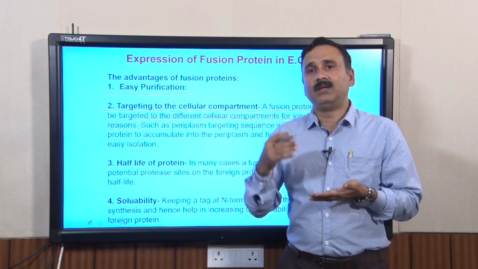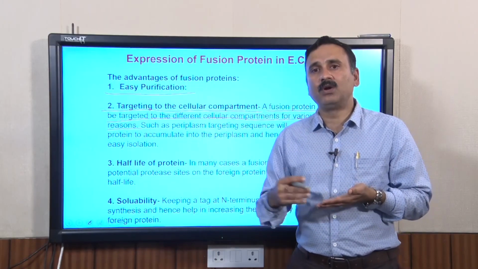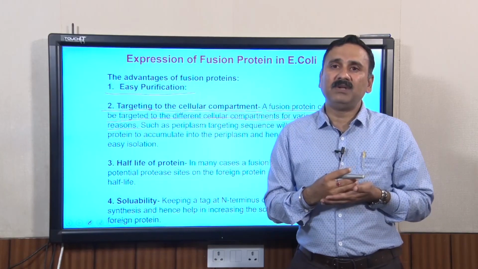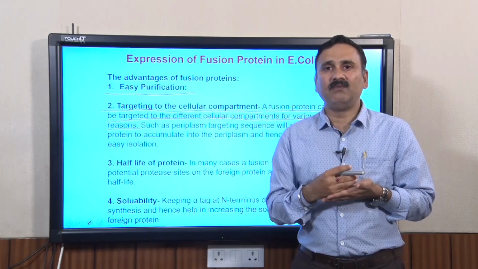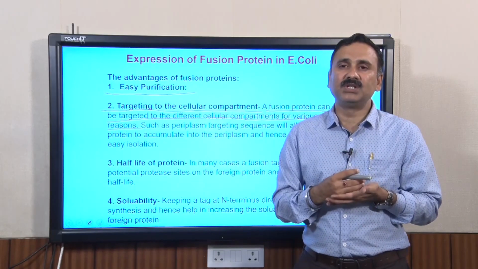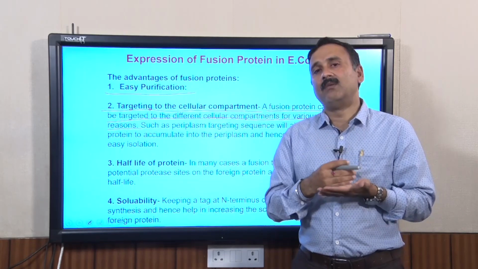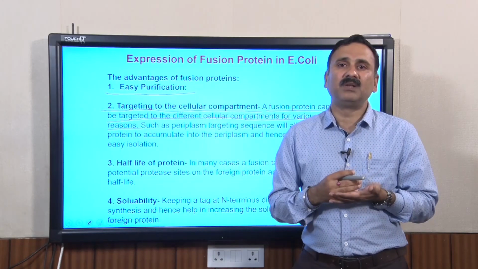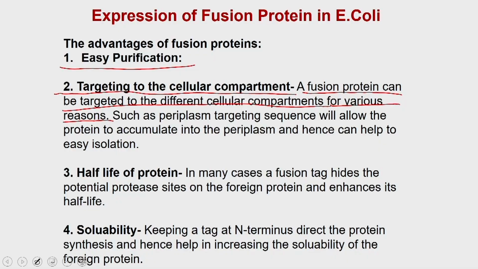Number 2, you are not going to face a lot of contamination, because the amount of protein present in the periplasmic fractions is much less compared to the amount of protein present in the cytosol. So, as a result, if you put periplasmic targeting sequences, the protein will accumulate in the periplasm and hence can help for easy isolation.